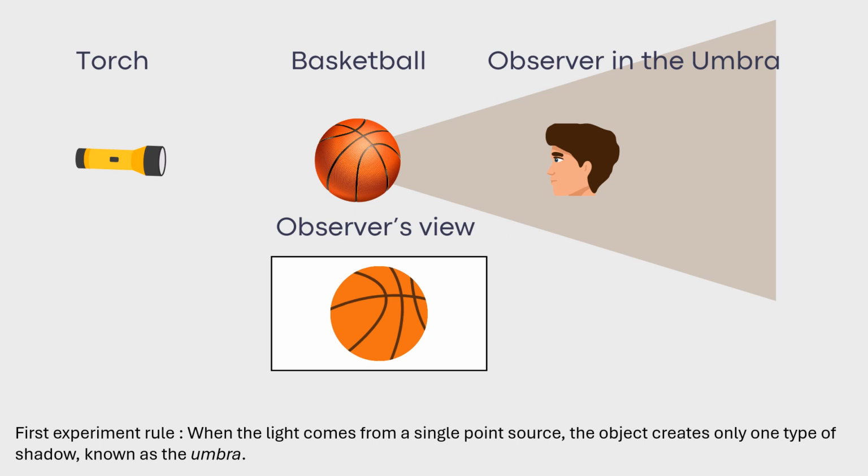Now, the light source is a small flashlight shining toward you. If you stand directly behind the basketball and look toward the flashlight, you won't see it because the ball completely blocks the light, creating a uniform shadow called the umbra. So, in general, the umbra is the innermost, darkest part of any shadow where the light source is completely obscured by the object casting the shadow.